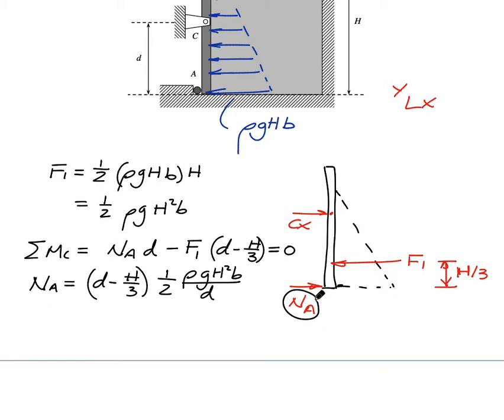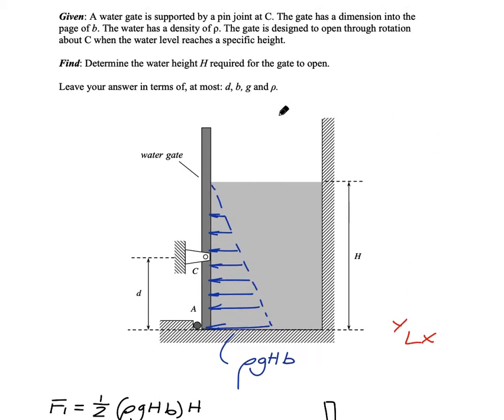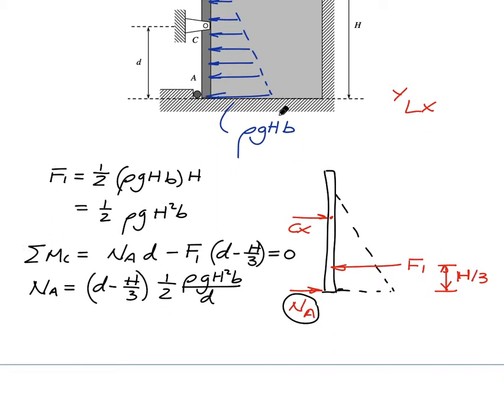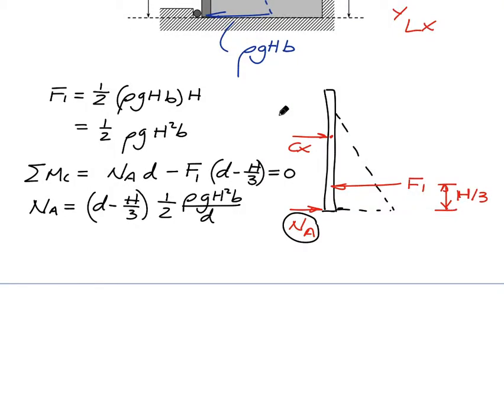At A. The question though asks really not for that, but it says what's the water height that's required to open the gate? Well, that equation works fine as long as that gate remains closed in equilibrium. So the point where we have impending rotation of that gate, that's going to occur whenever D is equal to H over 3. So for D equal to H over 3, in other words, H equal to 3D, the gate is in a state of impending rotation.